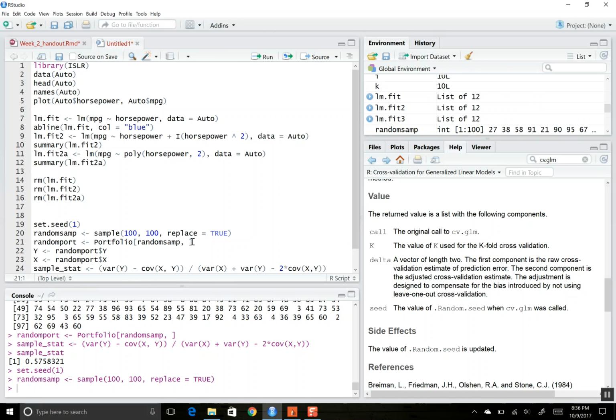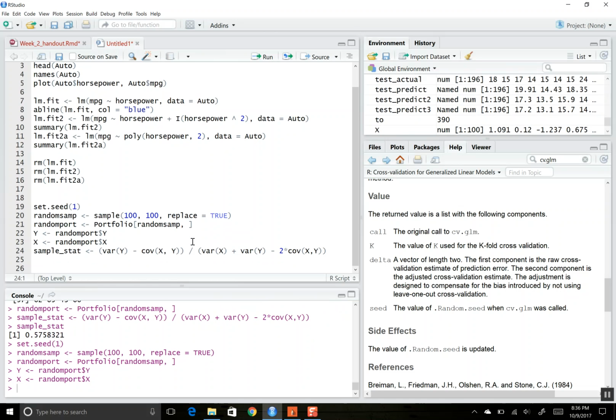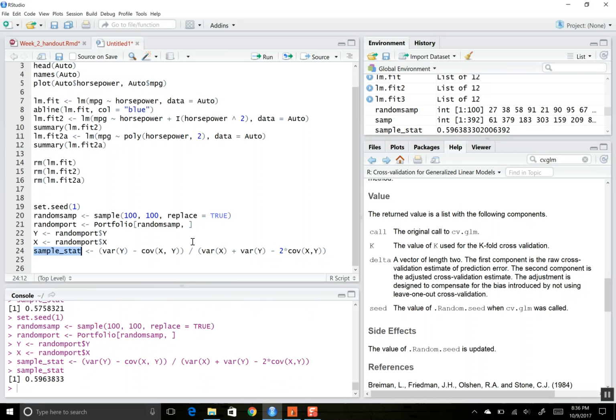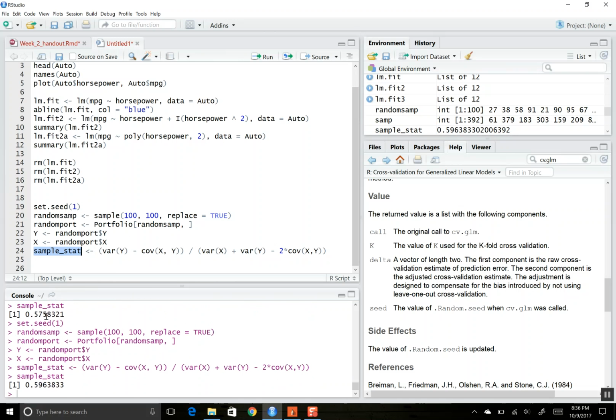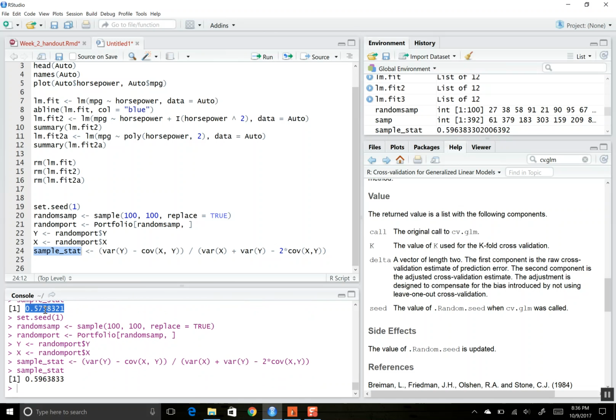So I select my 100 random rows with replacement. I subset portfolio based on those 100 random rows. I'll subset Y and X accordingly, and then I calculate my sample statistic. Okay. So in the original data set using all 100 rows, my sample statistic has a value of 0.5758.